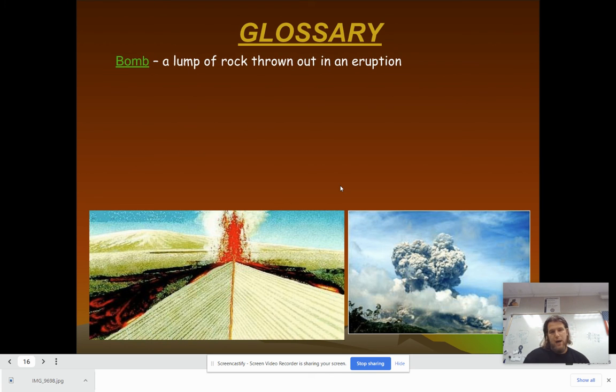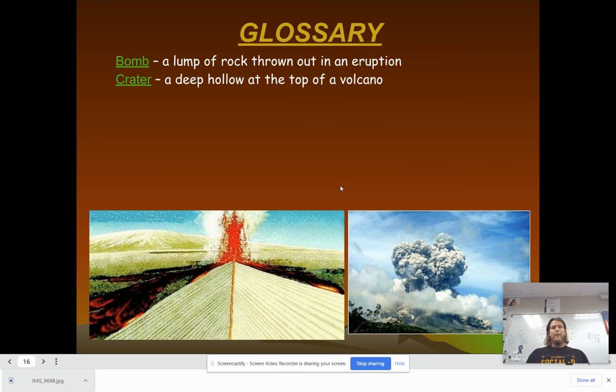So we have a lava bomb, which is a lump of rock that gets thrown out in an eruption, just sort of like rocketed out. These could be small, these can be large. It could be like being hit with like a little pebble, or it could be like having a building dumped on you. I shouldn't say building, maybe like a VW bug, something like that. Like a small car, one of those little smart cars, like the Fiats. That could be a lava bomb.